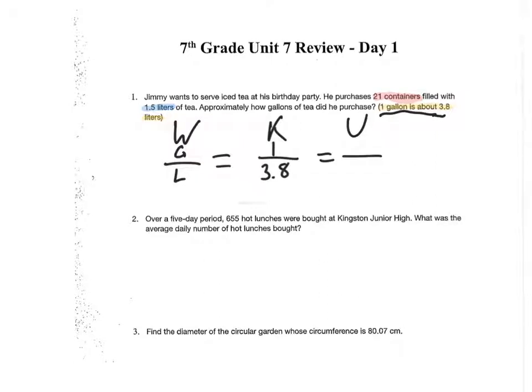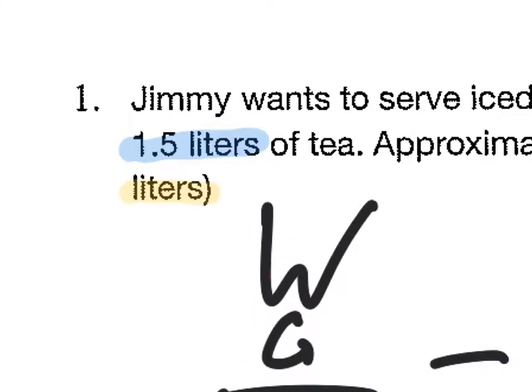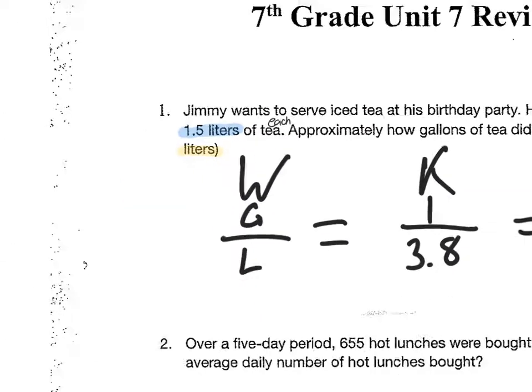And we need to convert, I'm sorry, not the 3.8 liters, but we need to convert that 1.5 liters into gallons. And because it tells us that he's got 21 containers filled with that 1.5 liters of tea, we're going to assume that's each. I'm not really happy with the way this is phrased, but we are going to assume 1.5 liters is in each of those containers.